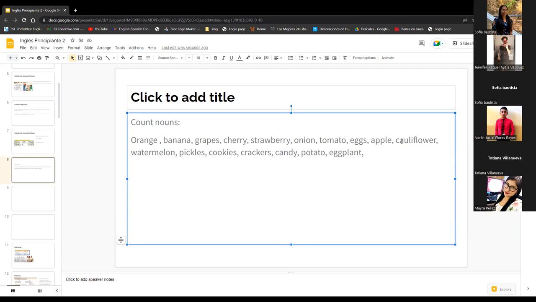How do you say remolacha? I don't know. Okay, remolacha is beet, I guess. Let me check here. Beet. Remolacha. Do you like beets? Beetroot. Yes, right.